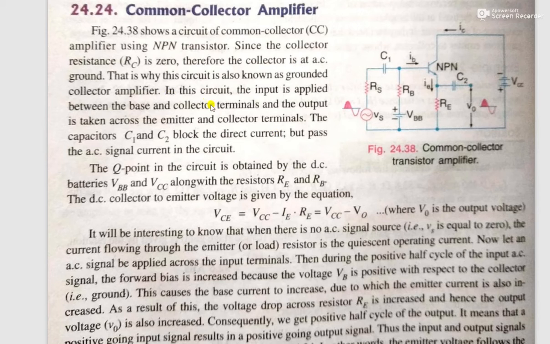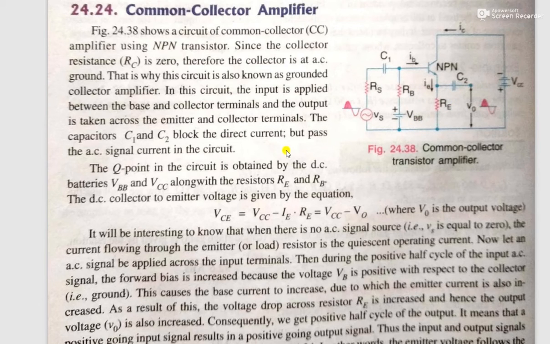It is not DC ground, but it is AC grounded. That's why the circuit is also called grounded collector amplifier. In this circuit, the input is applied between the base and collector terminal, and output is taken across emitter and collector terminal.